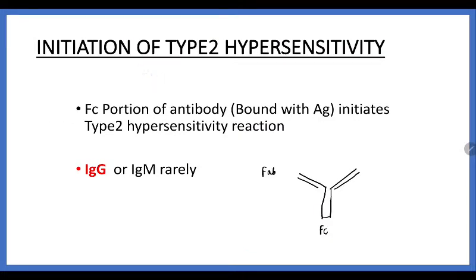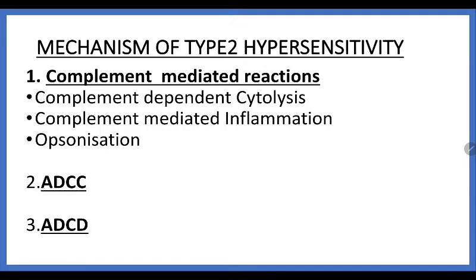Now coming to initiation, how is this initiated? To the Fab region, a portion of the antibody, the antigen will bind and that will initiate the type 2 hypersensitivity reaction, that too with IgG. Now coming to mechanism, it is of three different types. One is complement mediated reactions, and ADCC and ADCD. We'll see it later. Before that, complement dependent cytolysis, complement mediated inflammation and opsonization are actually discussed in the complement video. The video link is in the description, do check it out.